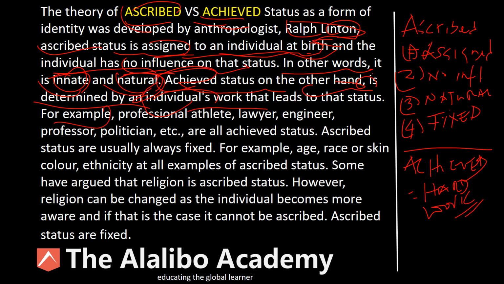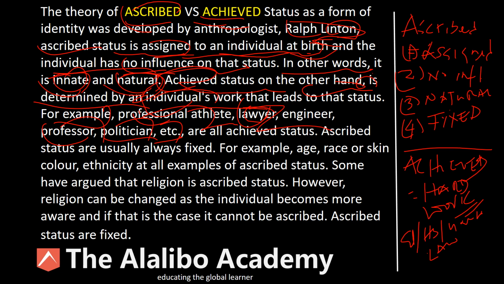For example, we have professional athletes, lawyers, engineers, professors, politicians, doctors and so forth, and the list is long. All of these are achieved status because there's a process. You go through a process and achieve that status. For you to be a lawyer, you have to go to elementary school, high school, university, and law school, depending on where you are. Sometimes from high school, you can go straight to law school, depending on the country you're in. But nevertheless, it's a process.